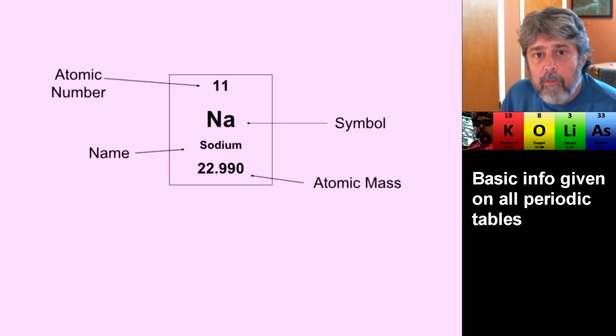So here we see some information that's given on the periodic table for each element. The number at the top, as we see here, 11 for sodium, is the atomic number, and that represents the number of protons. Extremely important. We learned that before. Then we have the symbol. The symbol for sodium is Na. Then we have the name, sodium, and then finally we have the atomic mass. And remember, the atomic mass is a weighted average of all the isotopes of an element. This is the basic information that all periodic tables will give.